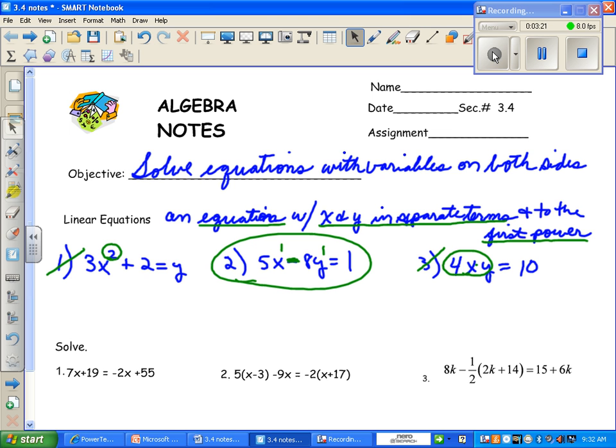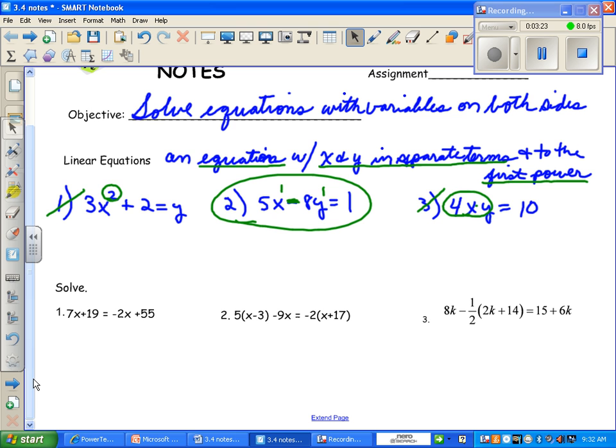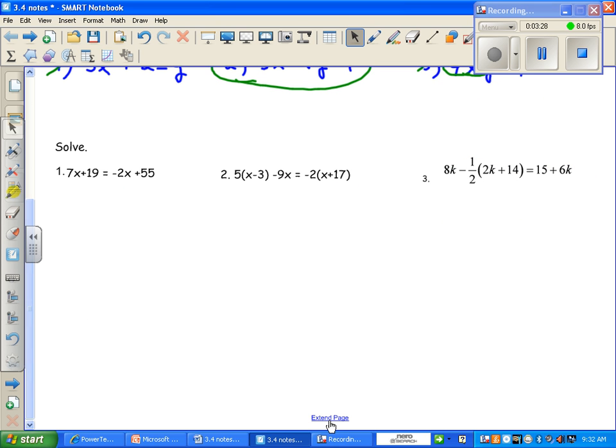So let me scroll this down. And you have three equations. Here we go. Three equations, and in each equation you have an x on each side, or in the third equation you have a k on each side. So your job is to get that x alone. So first of all, you want to get the x on the same side. So in equation number 1, you have an x on both sides.